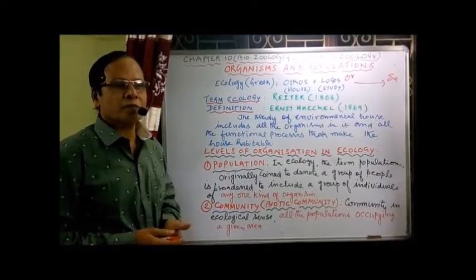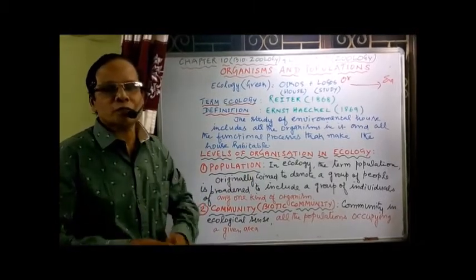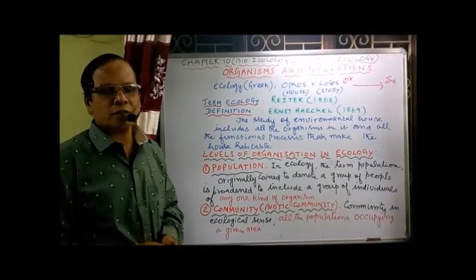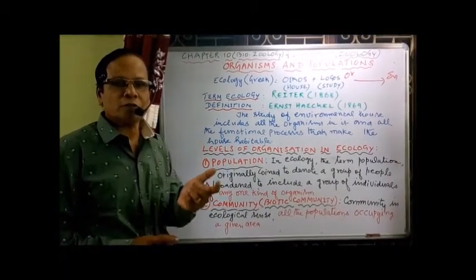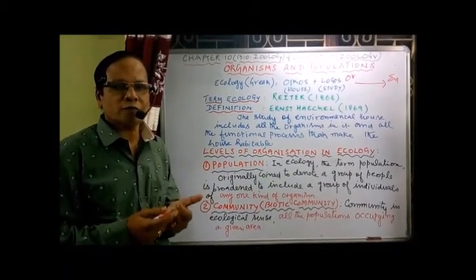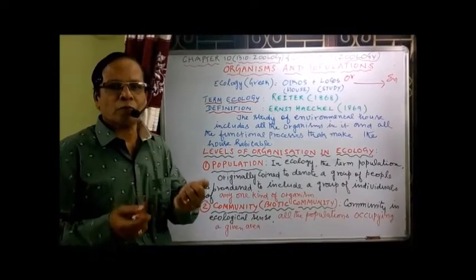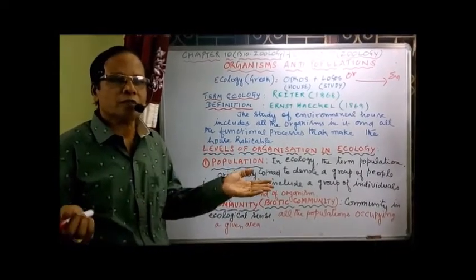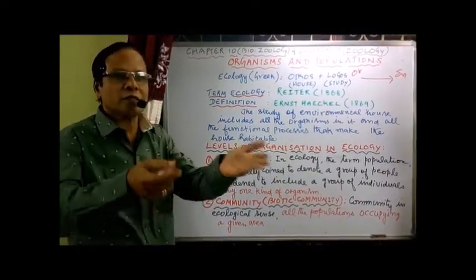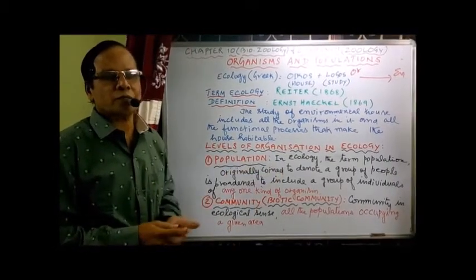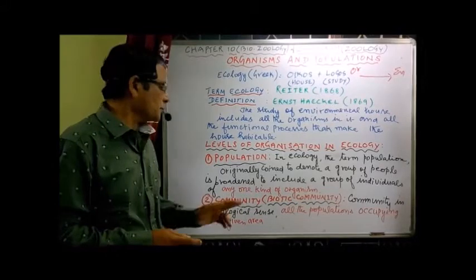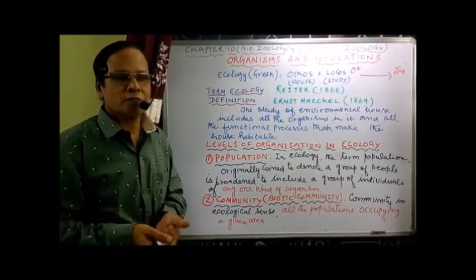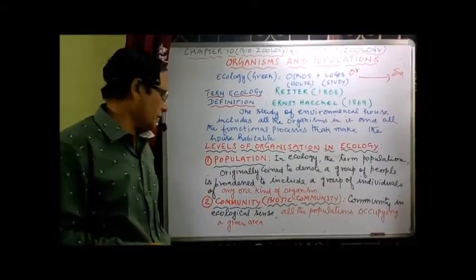What is a community? A collection of many populations together constitutes a community. For example, in a community we have plant population, animal population, human population. Specifically, we have cattle population or poultry population. So many populations living together in a given area is called a community. A population comprises only one type of species, whereas a community is made of many populations all living together in a given area.